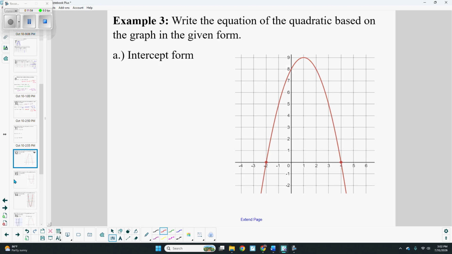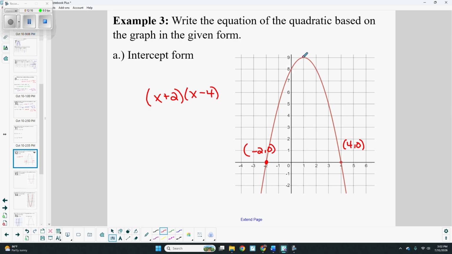In example 3, we want to write the equation of the quadratic based on the graph in the given form. So this one asks for intercept form. So we have intercepts at -2, 0 and at 4, 0, which means the parentheses are going to be x plus 2 and x minus 4. But we do have to account for that a out front.